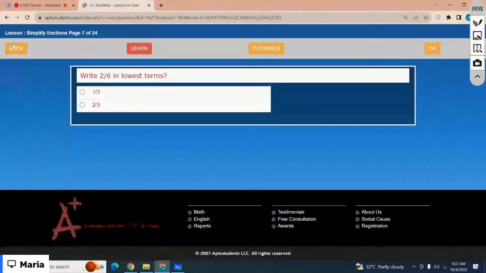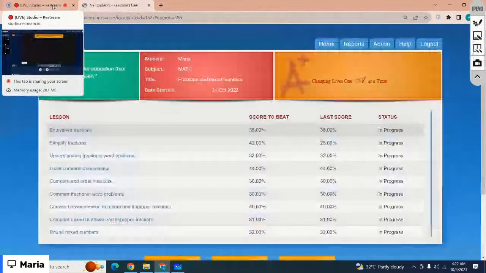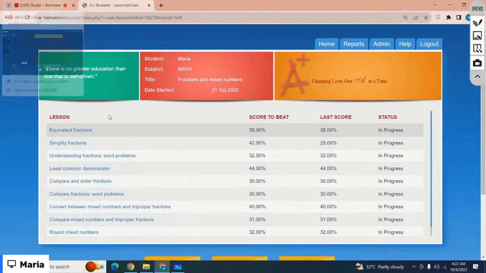I forgot the lesson name. That would be least common denominator. The next one is understanding fraction word problems. You can do this lesson on your own. Let's just start with the next one, that is least common denominator.